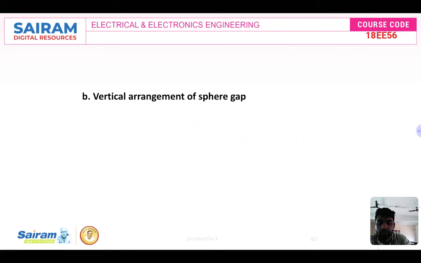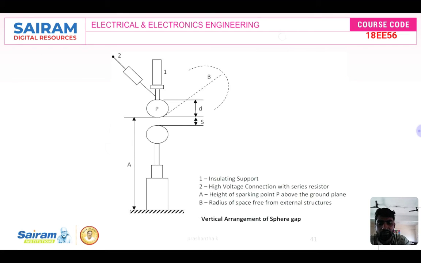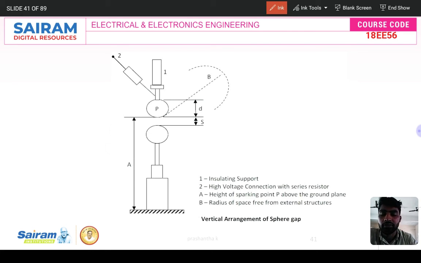Okay, so the vertical arrangement of the sphere gap we will discuss now. So this is a vertical arrangement sphere gap. Similarity will be there, but this is heavier and faster. If you give power supply, there are two spheres over here, and the sphere diameter is D, and S is the distance between those two spheres, and B is the radius of clearance of the sphere from the external structure, and A is the height of this sparking point P above the ground plane. One is the insulating support, two is the high voltage connection with a series resistor.